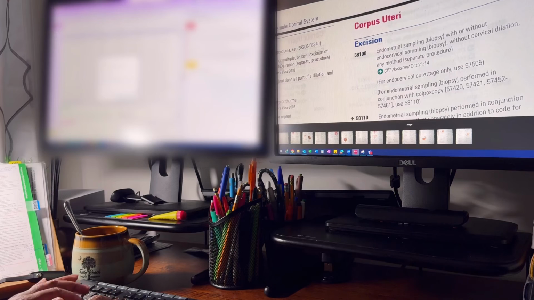So please review to determine if E&M level is billable on the same day as minor procedure. Procedure reviewed and ready to resubmit. Thanks. So sending that over there. And now my next one looks like this might be a prenatal visit.